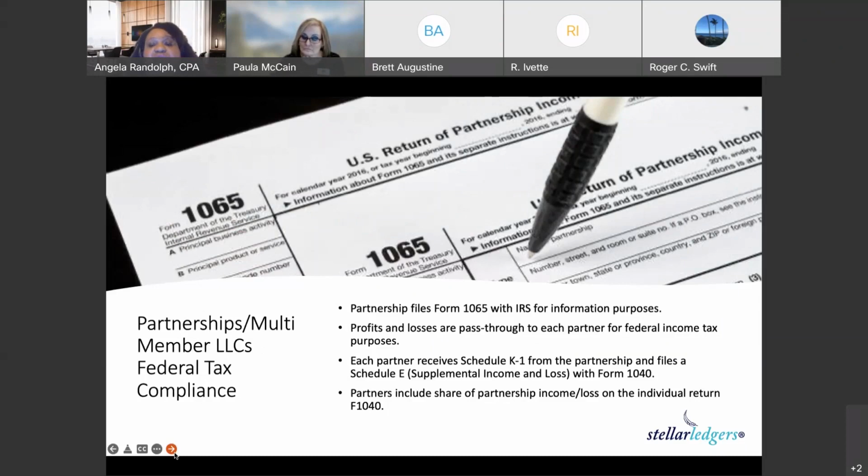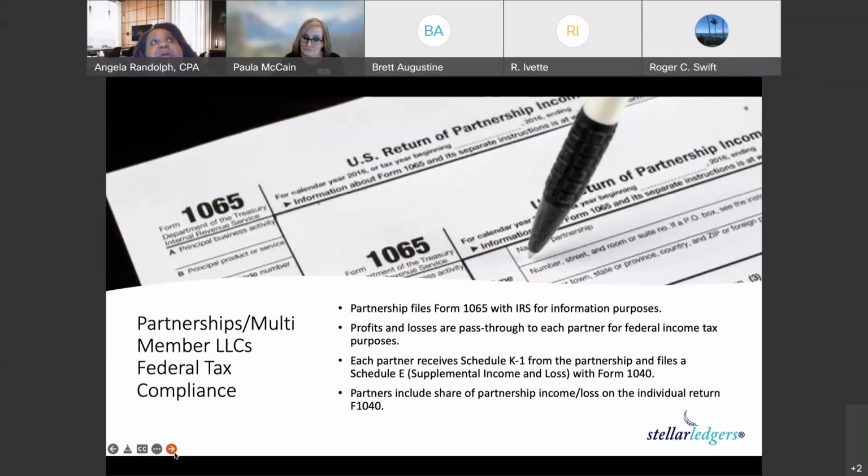Each partner is going to receive a Schedule K1 from the partnership, and they're going to file Schedule E, which is supplemental income and loss, with their Form 1040. Partners include their share of the partnership income and losses on their individual returns.